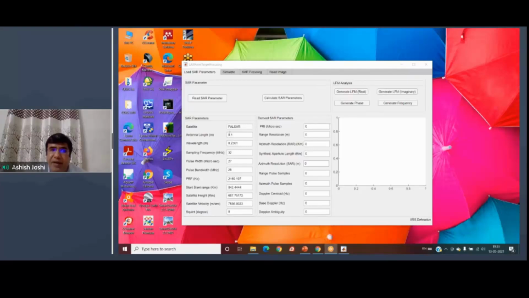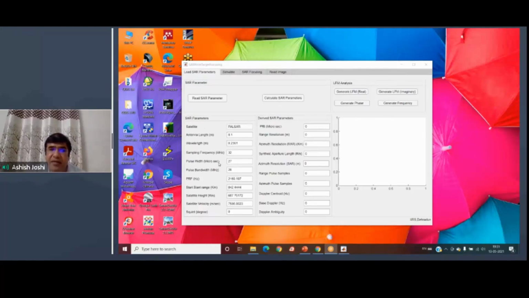The SAR parameters we have read: the satellite is PALSAR, antenna length is 8.1 meter, wavelength is 0.2 meter, sampling frequency is 32 megahertz, pulse width is 27, pulse bandwidth is 28, PRF is 2169 hertz, slant range is 2842 kilometer, and satellite height is 687 kilometer, and satellite velocity is given by this. The squint angle is zero Doppler, meaning it has zero squint angle. So these are some of the parameters available in the data.